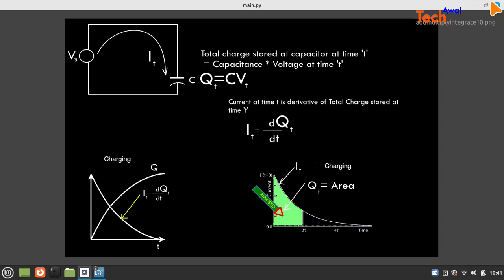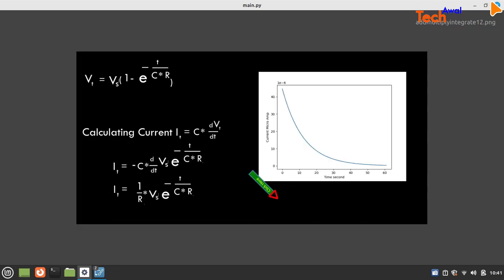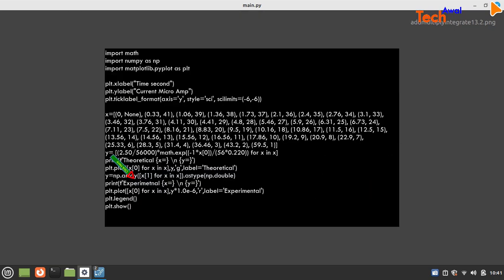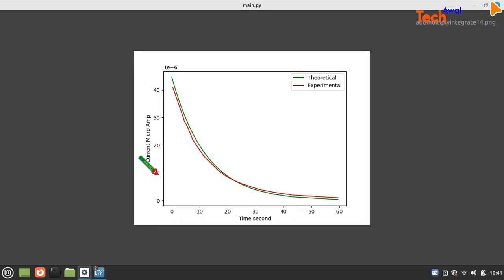If we know the formula, then we differentiate the formula. Like I is nothing but dq by dt, that is C dv by dt, and this is the theoretical equation of the I. So theoretical and practical are the same. So this is the concept of differentiation, what we are saying.